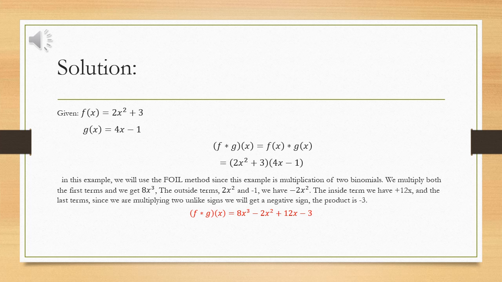f of x equals 2x squared plus 3, g of x equals 4x minus 1. f of x times g of x equals (2x squared plus 3)(4x minus 1). In this example, we will use the FOIL method since this is a multiplication of two binomials.